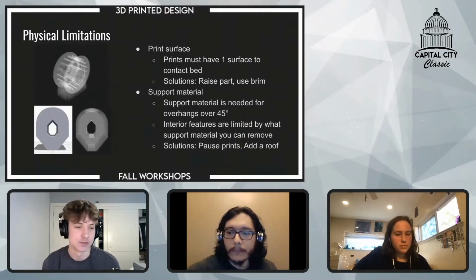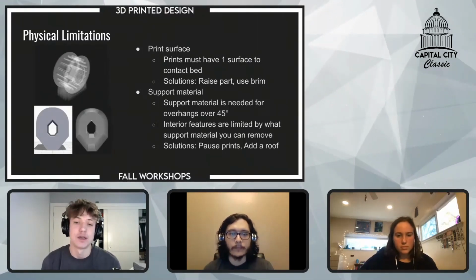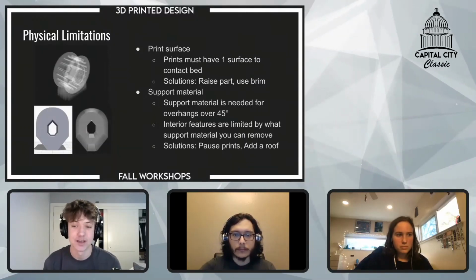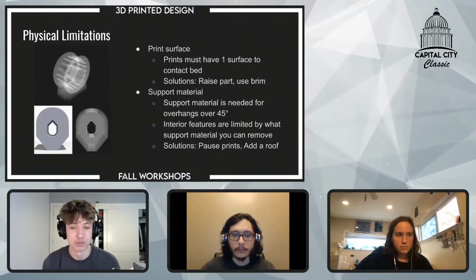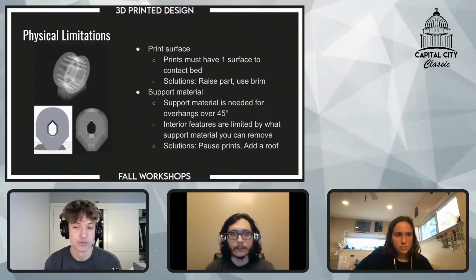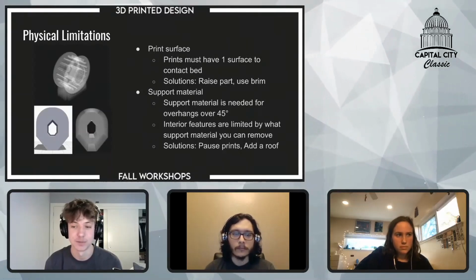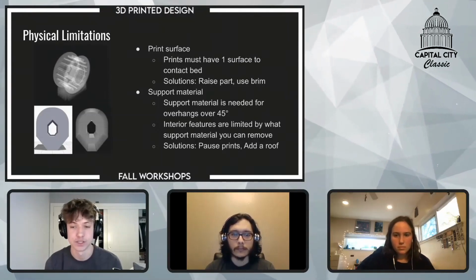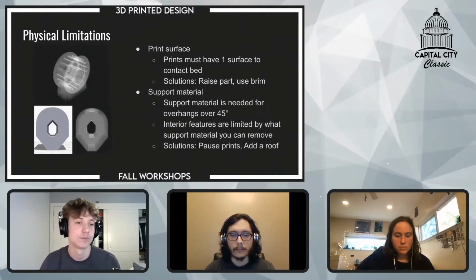And for most applications, that's really all you need. Sometimes if you want to do interior features like a zip tie path, you can't really remove the supports. To get around this, you can pause prints manually and remove support material as long as you replace it with something to print on, or you can add a roof to your interior features so no supports are needed.